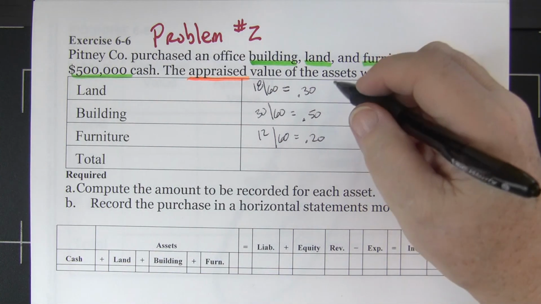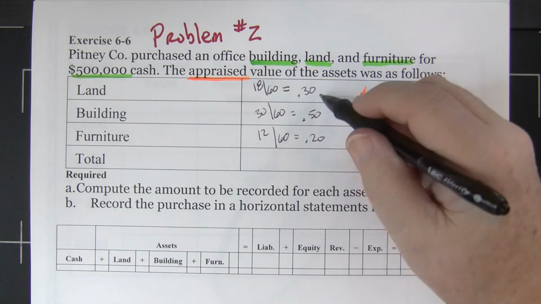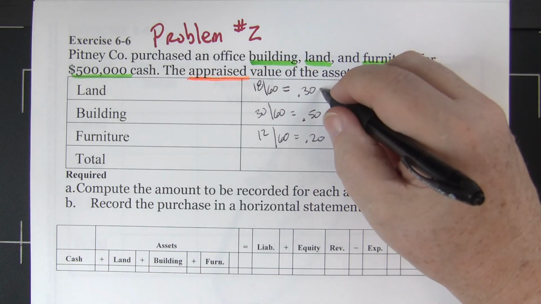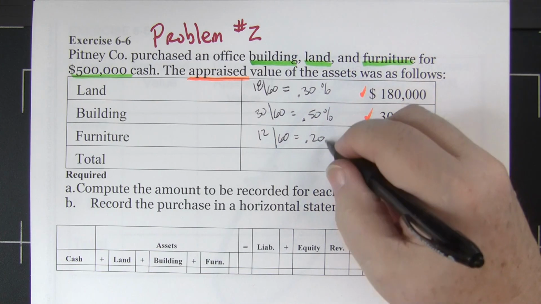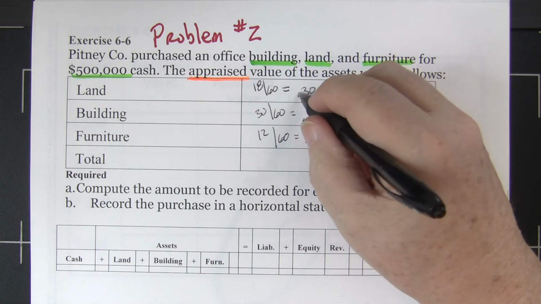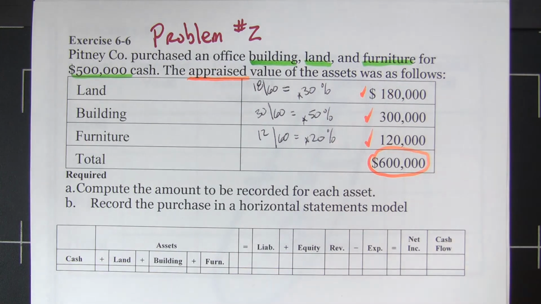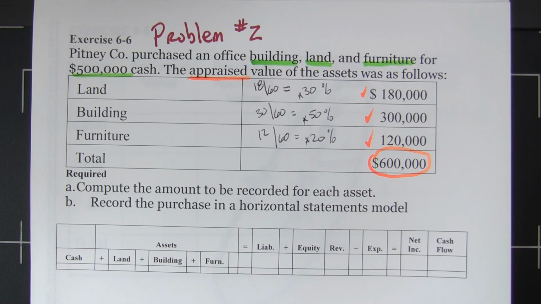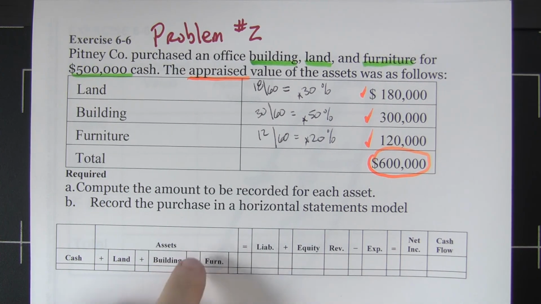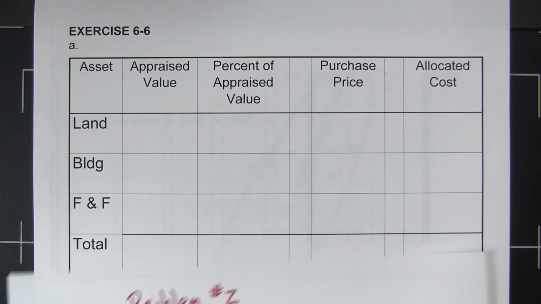So what I'm going to do is take 30% of the purchase price, because I'm going to turn each one of those into a percent, simply by dropping the decimal and adding the percent sign. And that's how much I'm going to value the land, the building, and the furniture at. That's going to be the capitalized cost. That's the price that I'm going to put on the balance sheet, and eventually down here in their silly little model.